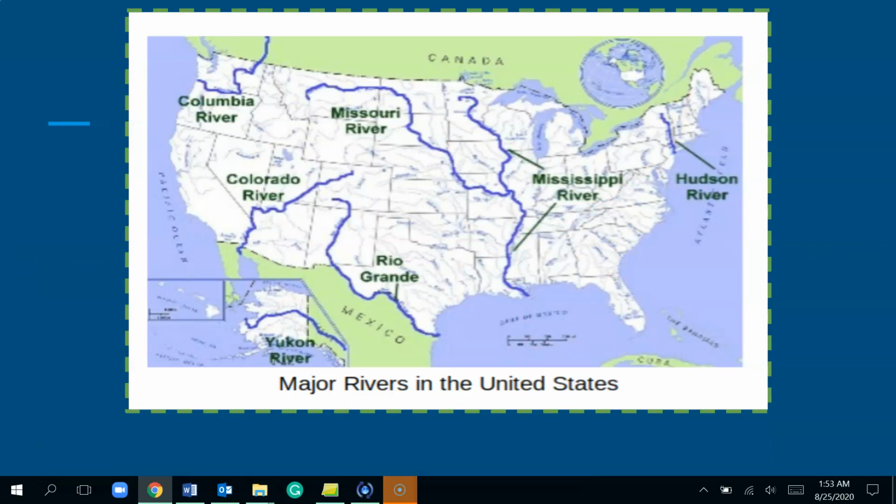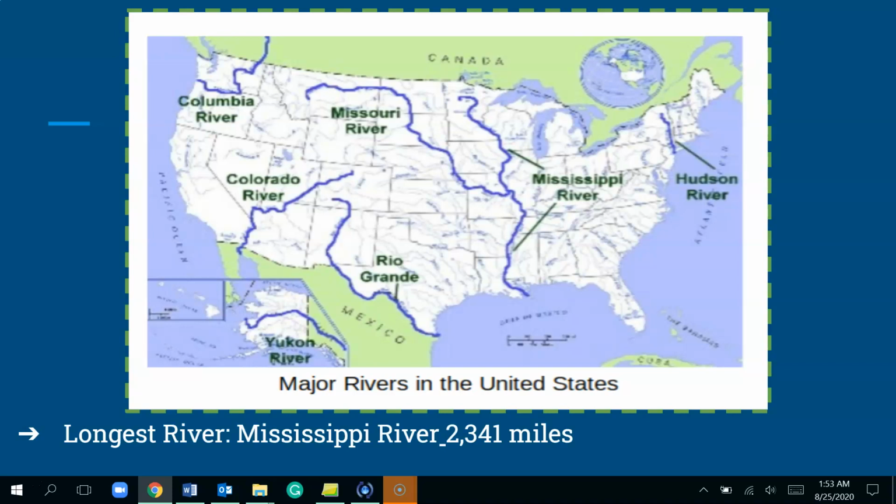Hey, let's talk about rivers. So I've provided a map that shows the longest rivers, the most important rivers in the United States. The question will ask you to name one of the two longest rivers in the United States. I've provided those two answers, so whichever one you choose to answer with is fine.